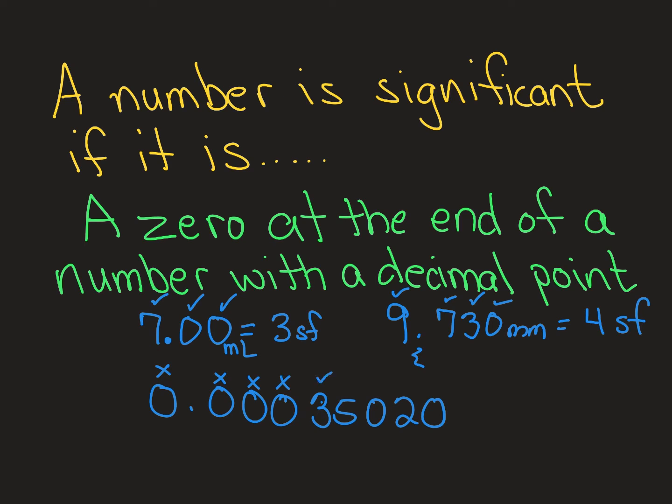We count the 3 and the 5. We count this 0 because it's between 5 and 2. We count the 2 and we count this 0 because it's at the end of a number with a decimal point. So 1, 2, 3, 4, and 5. This one has 5 significant figures.